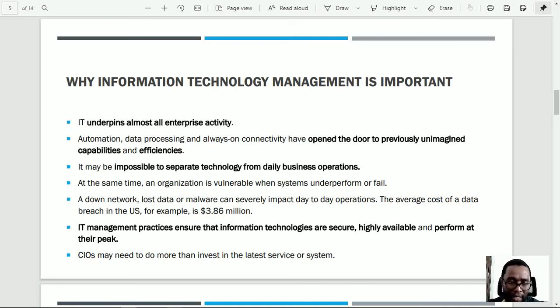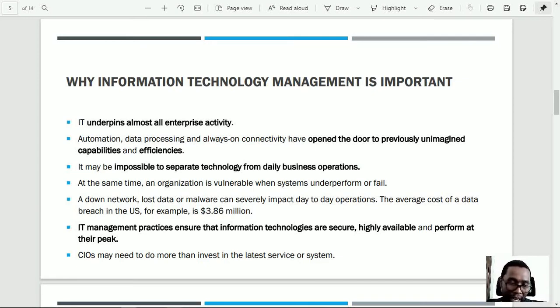Again, at this moment, it is impossible to separate technology from daily business operations. If you try to separate them, then I guess both would die, because it's impossible. So IT management is very important. What happens? IT management practices will ensure that information technologies are secure, highly available, and perform at their peak. IT management also gets into information systems security, where we talked about the tenets of information system security and the CIA. IT management practices would also ensure security, availability, and of course performance, which is very important.